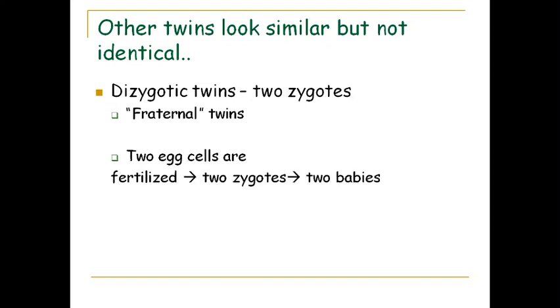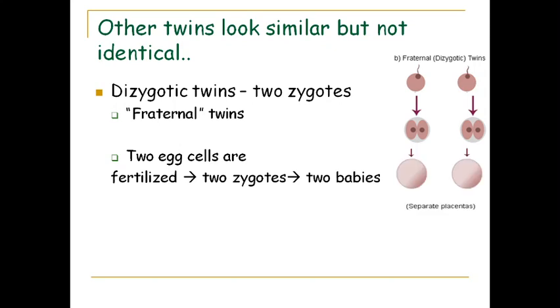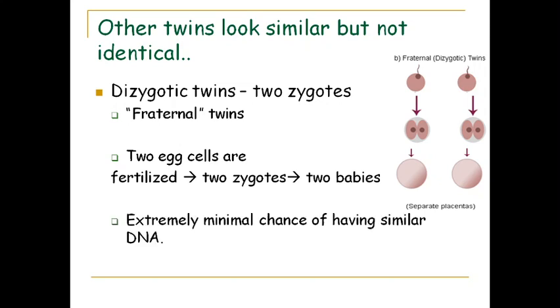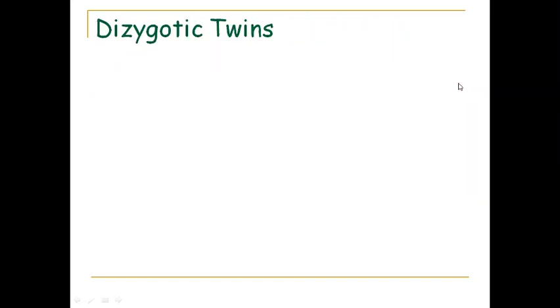So the way this works is that you have two egg cells being fertilized. That creates two zygotes, and from those two zygotes you have two babies. So there's no separation of embryos. So in this case, there's a very, very small chance of having the same DNA. And the reason for that is because you have two different sperm cells fertilizing two different egg cells. It just happens to be at the same time.